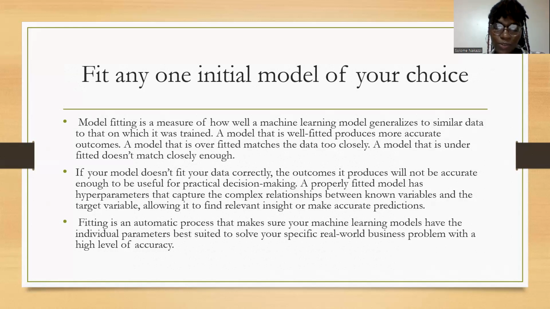A model that is overfitted matches the data too closely. A model that is underfitted doesn't match closely enough. If your model doesn't fit your data correctly, the outcomes it produces will not be accurate enough to be useful for practical decision making. A properly fitted model has hyperparameters that capture the complex relationships between known variables and the target variable, allowing it to find relevant insight or make accurate predictions.